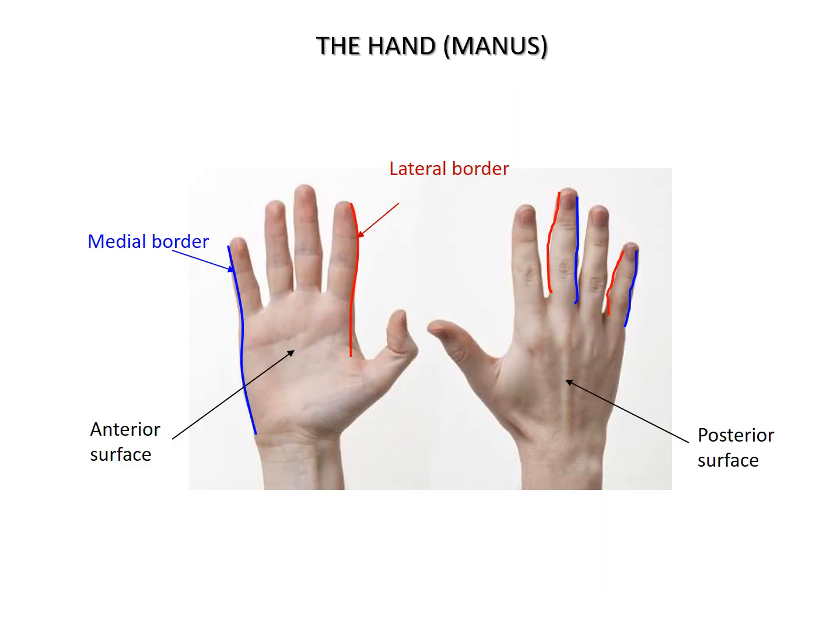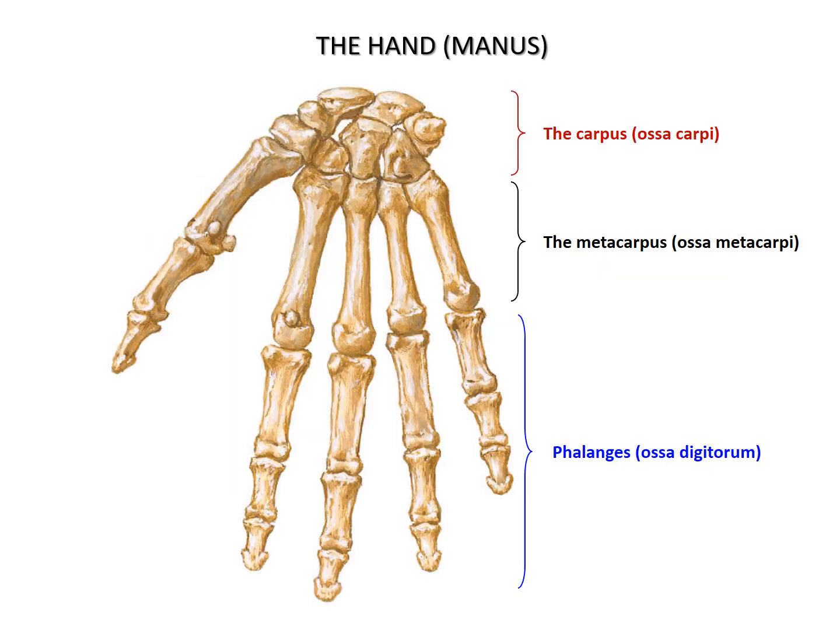On the hand, we can describe anterior and posterior surfaces and medial and lateral borders. The hand, or manus, is a composite structure consisting of 27 bones. The proximal end of the hand is the carpus or wrist. The carpal bones are 8 in number and are arranged in two rows of 4, a proximal row and a distal row. Distal to the carpus are the 5 digital rays.